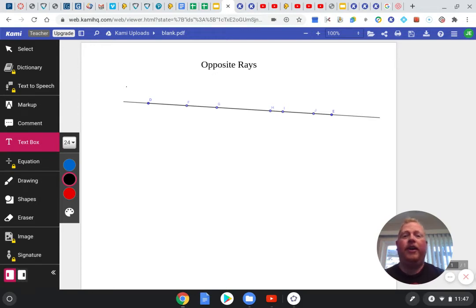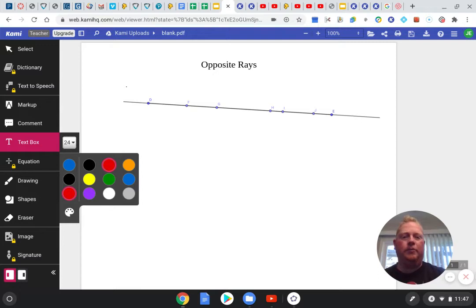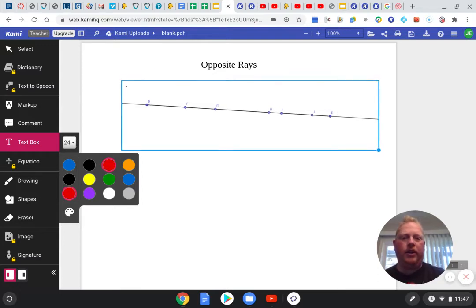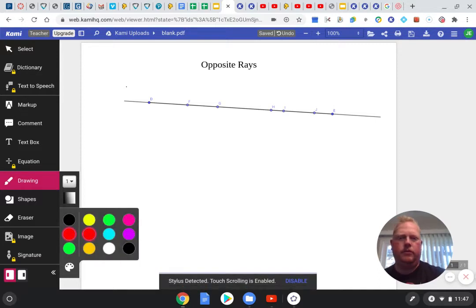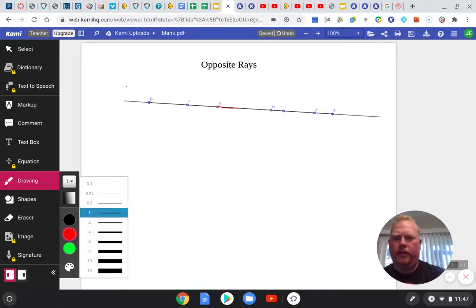So here we have a line with a bunch of points on it. Matter of fact, that's what that word collinear means. It means on the same line. So here we have a bunch of points that are collinear. So opposite rays are two rays that share the same endpoint. So I'll pick point G right here, and I'll make a ray. Oh, let's make that line thicker.